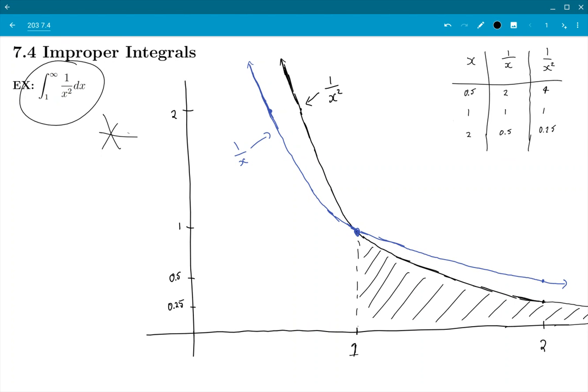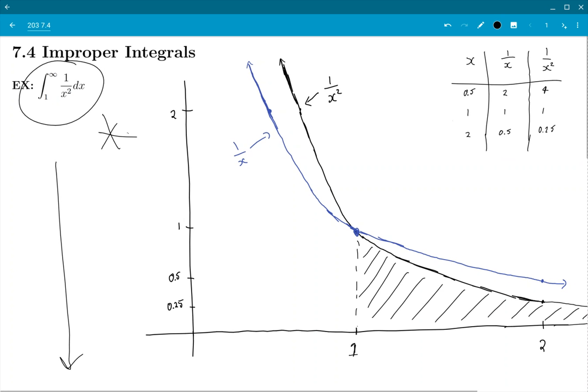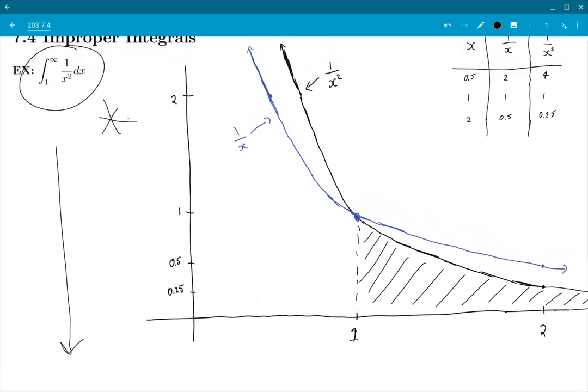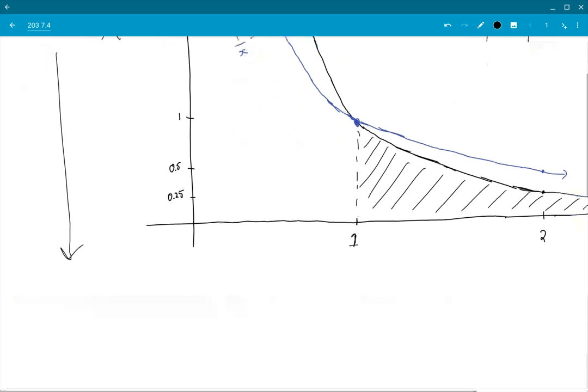So how are we going to go about that? Well, we will do what we did in Cal 1. When confronted with infinity, we're going to be very careful with it and use a limit instead. So we're going to say this is equal to the limit of something.